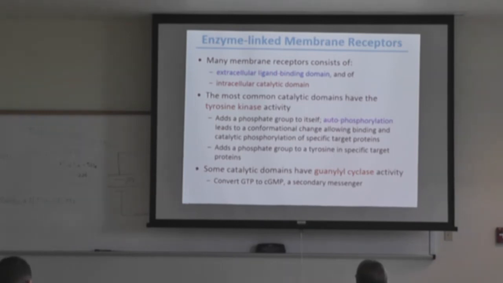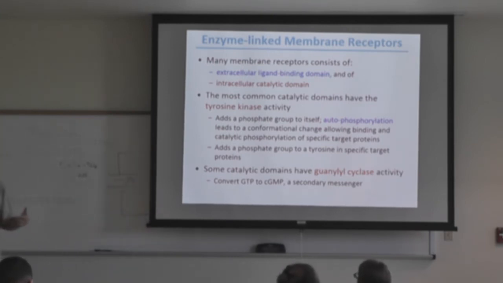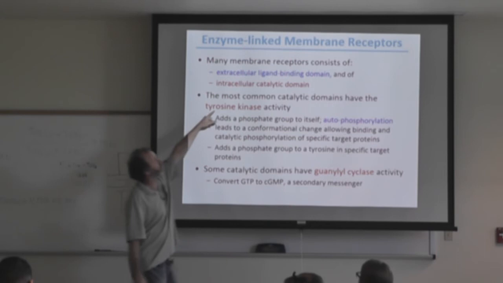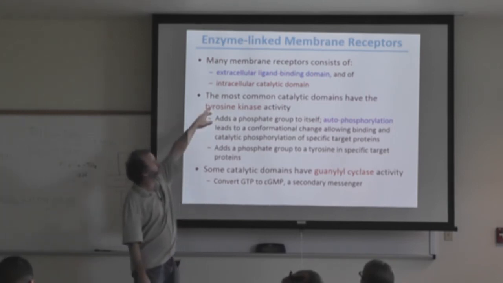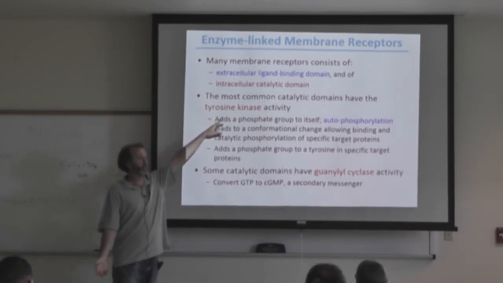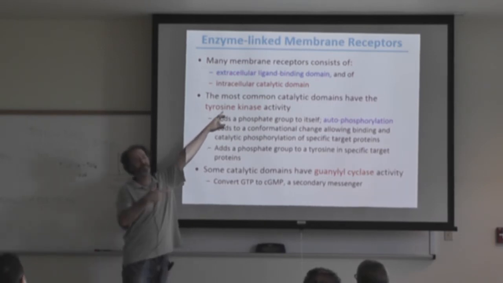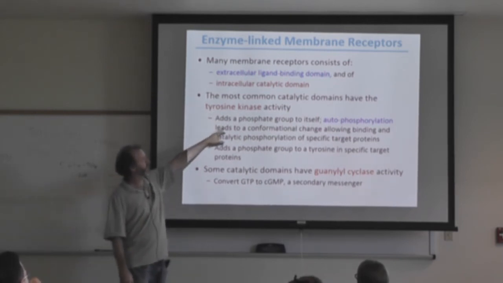The next section of signal transduction we're going to look at is these enzyme-linked membrane receptors, and they basically consist of an extracellular ligand binding domain and an intracellular catalytic domain. So there's two domains. There's typically just one alpha helix spanning the membrane connecting the two. The most common are these tyrosine kinase activities. So what do you think tyrosine kinases are going to do? Add phosphates to tyrosine residues, right. So they phosphorylate tyrosine, so you have these phosphotyrosine residues.